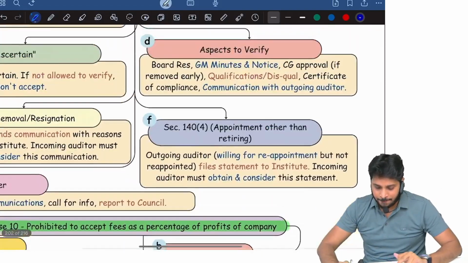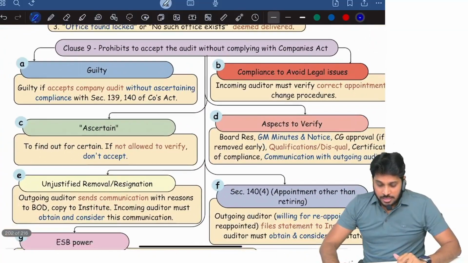Next. That is clause number 10. Then clause number 9.